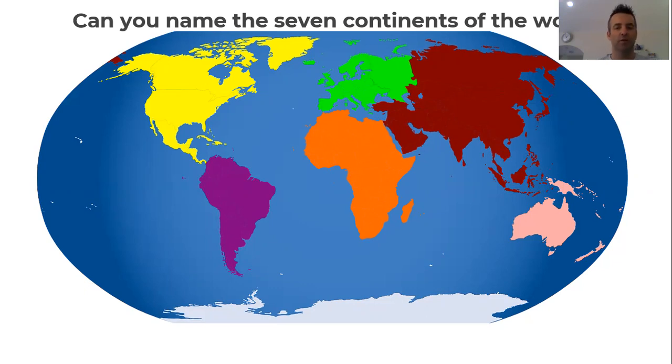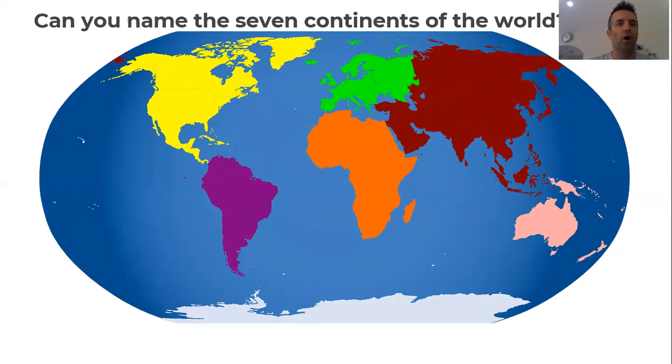Let's see, have you got it? So our continent of Africa was the orange one that you can see in the middle of your screen. Well done if you got that one. Now I want you to locate the continent of North America. So put your finger, point to the continent of North America. Have you found it? You should have put your finger on the yellow continent. Well done if you got that one.